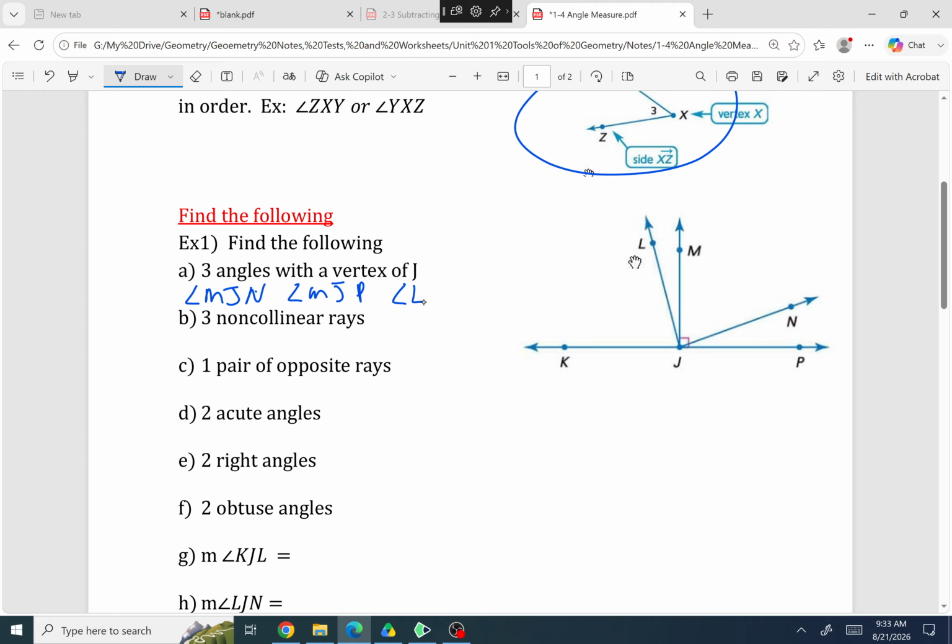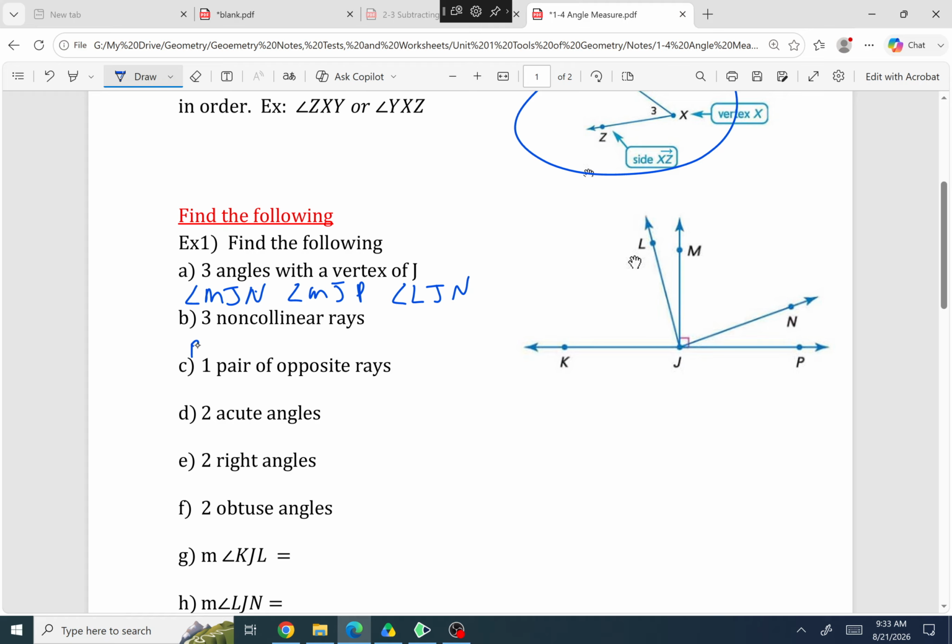LJN. Now, you can tell that these all have the same vertex because look at their middle letter, J. Yeah? Okay, what does collinear mean? Same line, right? So the ones that are collinear right now are these right here. Those are collinear. So I want non-collinear rays. So as long as I don't pick those, I'm good. So which three are non-collinear?